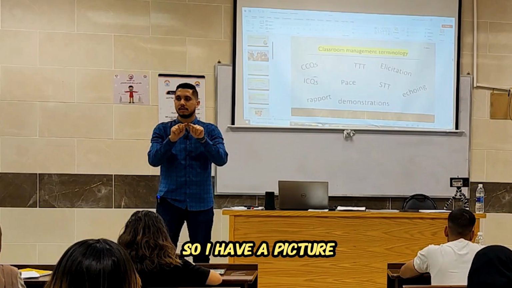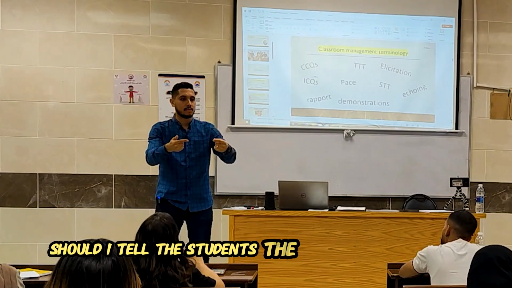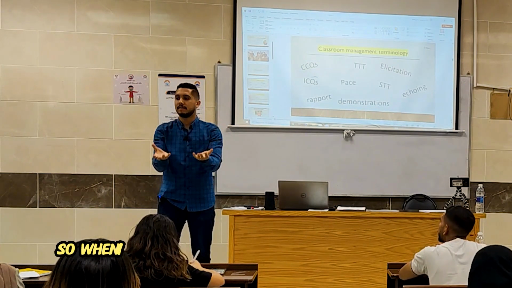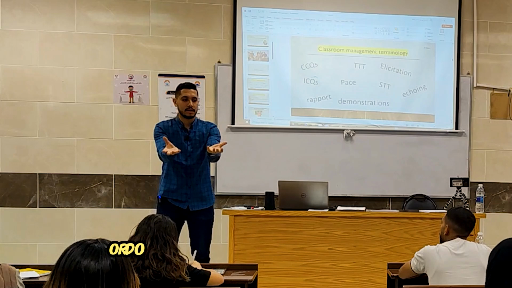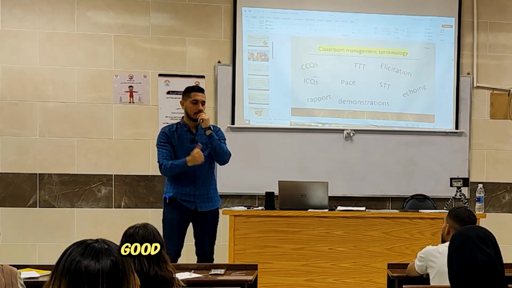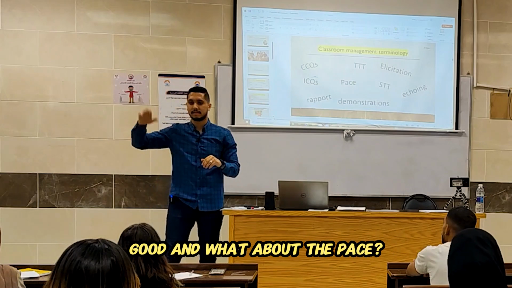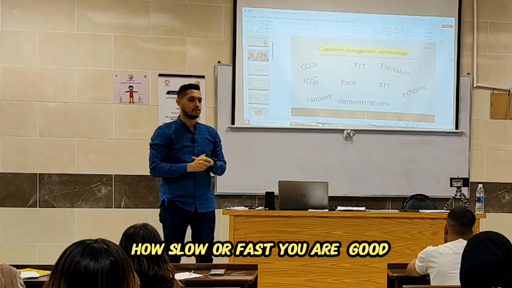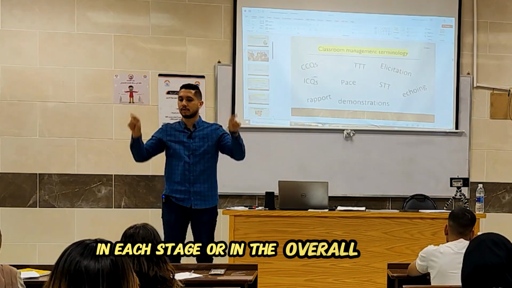So I have a picture. Should I tell the students the word for this picture, or should I ask them for it? So when I elicit, do I tell the students the answers, or do I grab the answers from them? This is called elicitation. Good. And what about the pace? How slow or how fast? Thank you, yeah. How slow or fast you are. Good. In each stage or in the overall teaching.